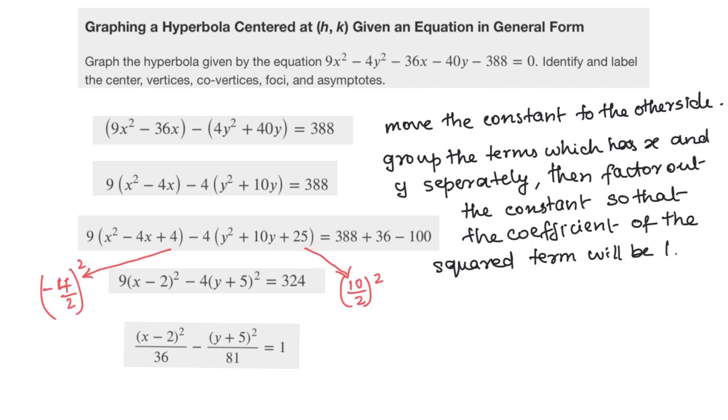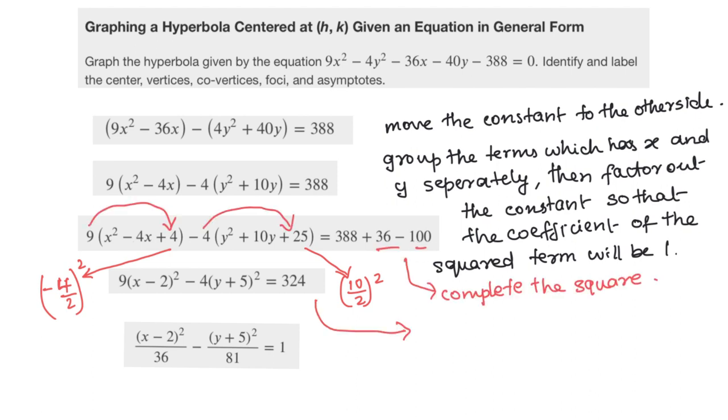So we added two constants here. Basically we added 9 times 4 and negative 4 times 25. So we need to add the same constants on the other side so that the equation will balance. So 4 times 9, that is 36, so add 36 on the other side, and negative 4 times 25, that is negative 100, so add negative 100 on the other side.